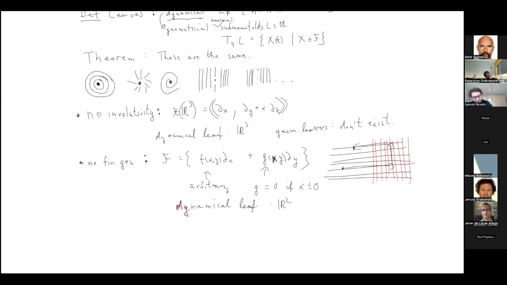But the geometric leaves, they have to be one-dimensional on the left-hand side. So there, it is not possible that everything is just one leaf. And on the right-hand side, they have to be two-dimensional, so somehow the linking vertical line cannot be either of the two, so geometric leaves, not really well behaved.